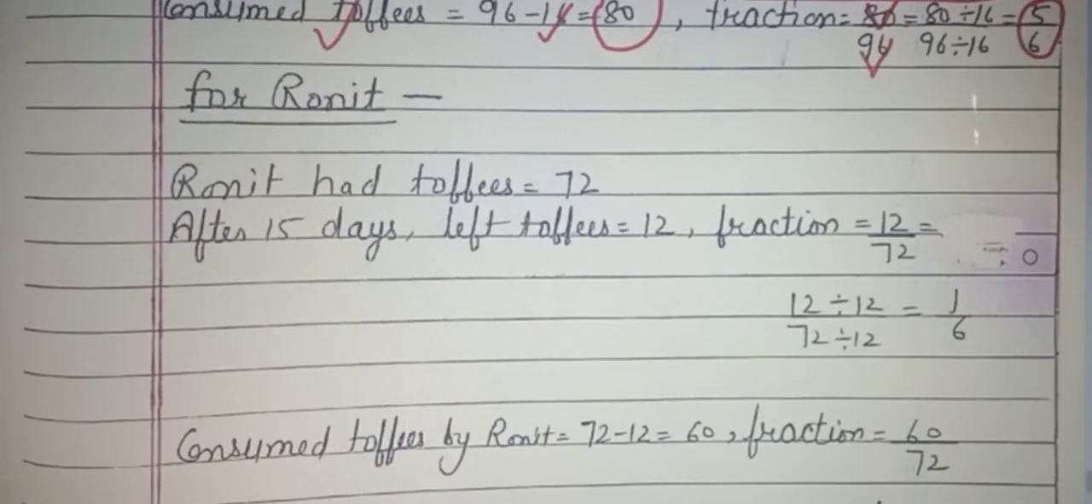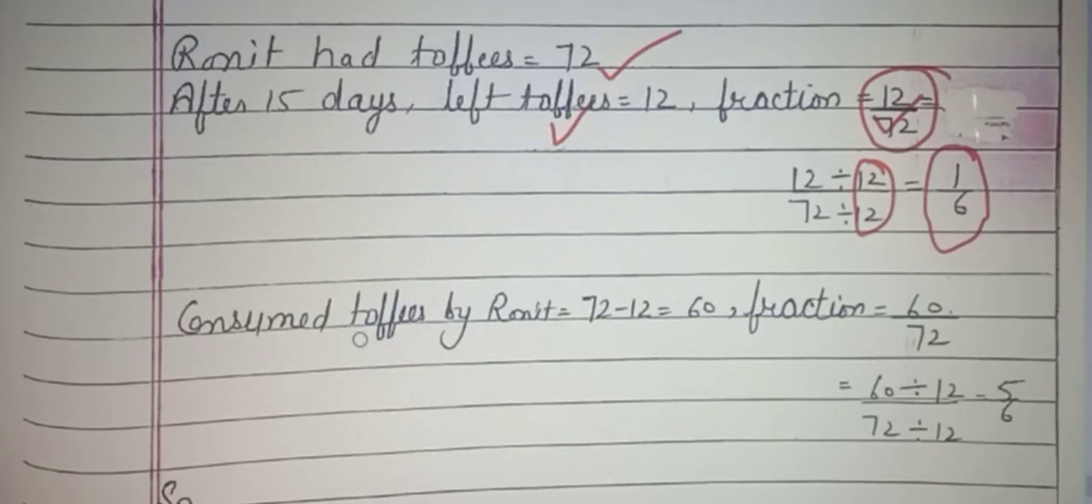Now we will find the same for Ronit also. Ronit was having 72 toffees. After 15 days, left toffees with Ronit are 12. So the fraction for the left toffees will be 12 upon 72. Now we will find the HCF of 12 and 72, which comes out to be 12. So we will divide both the numbers by 12. And we get the fraction 1 upon 6, which is the fraction for the left toffees with Ronit.